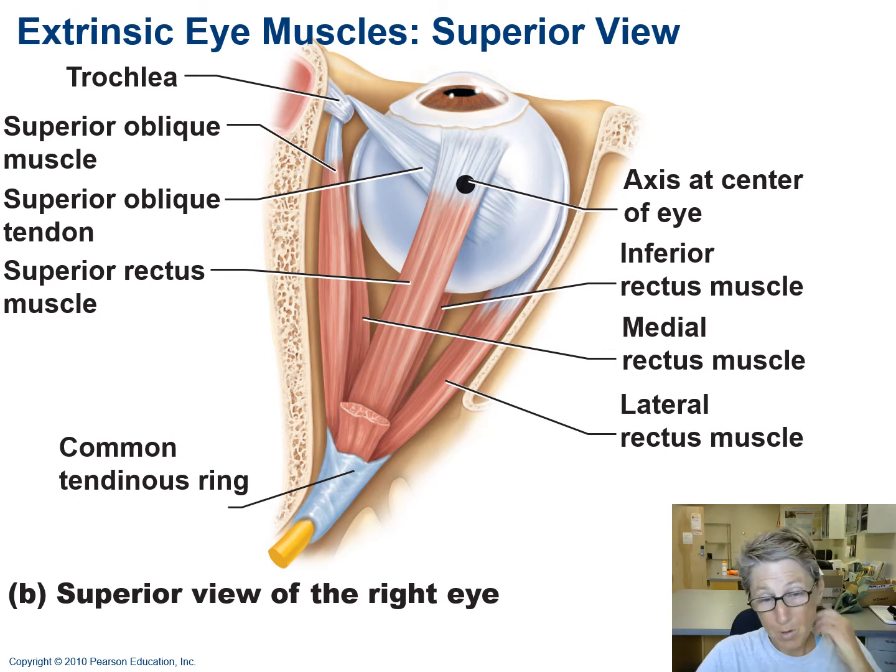So this is a superior view of your right eye. So it's probably a transverse section just over your eyeball. And then you're looking on top.